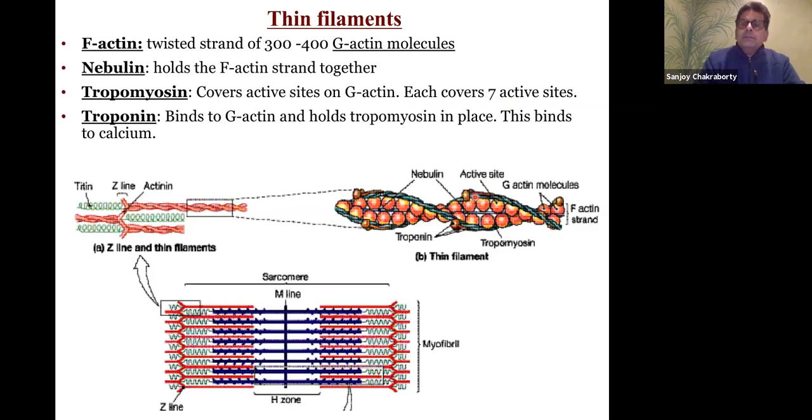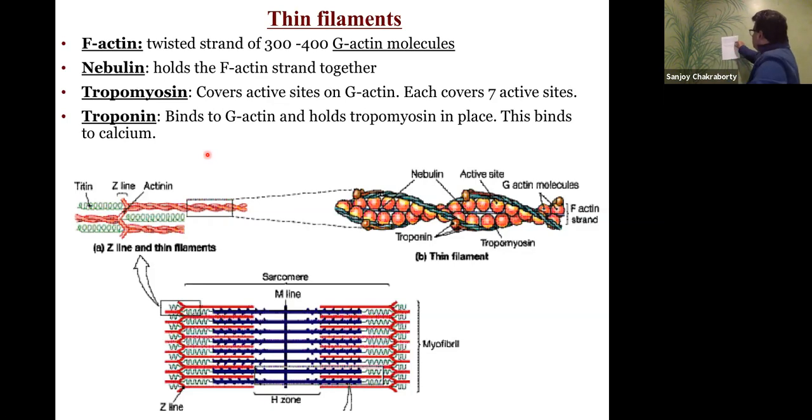Now, tropomyosin is held in place with the help of a protein right here. It's like a tiny pin, that brown protein right there. They put the brown color in this picture. That's called troponin. So basically, let me give you an example. Let's say this is the active site. If this is the active site, it is covered by a protein.